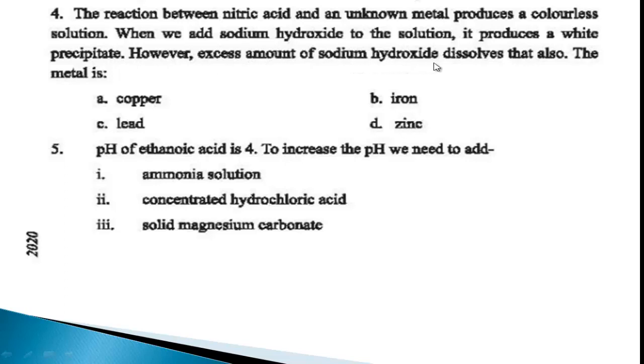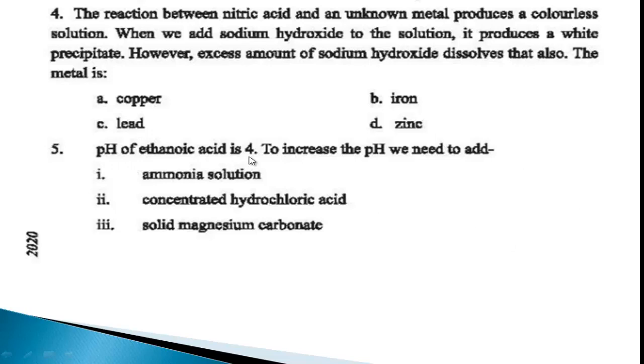However, an excess amount of sodium hydroxide dissolves that also. But in these three ions, only the zinc hydroxide precipitate will dissolve if we add an excess amount of sodium hydroxide. So the metal is zinc. Copper is not, because copper forms a light blue color precipitate. Iron forms a reddish brown or green color precipitate. Lead also forms a yellow color precipitate. So here the answer will be zinc.